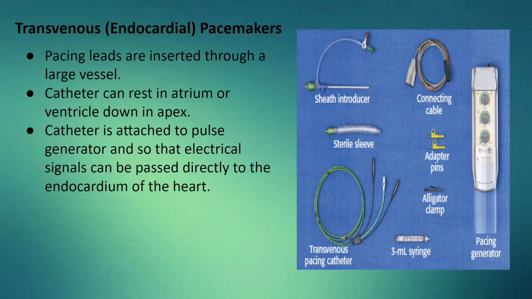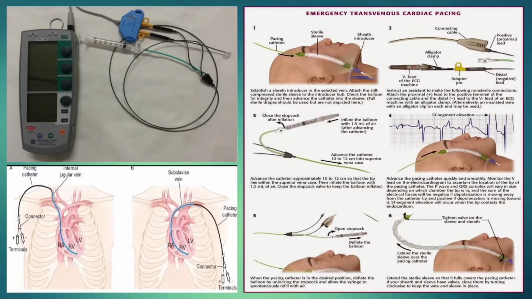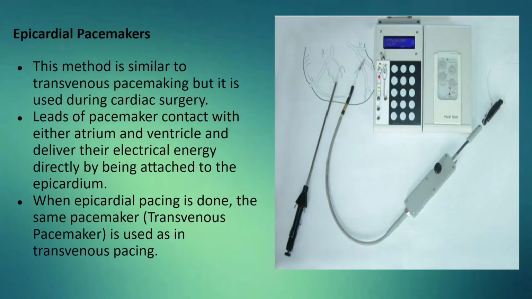And then once we attach this catheter to an external pulse generator, electrical signals can be passed directly to the endocardium of the heart. The big distinction with transvenous pacing is that it's going to be more reliable and much more comfortable for the patient when we are comparing this to the transcutaneous pacing. In addition, the transvenous pacing method is just for temporary and reversible conditions, or if patients are waiting to get a permanent pacemaker.